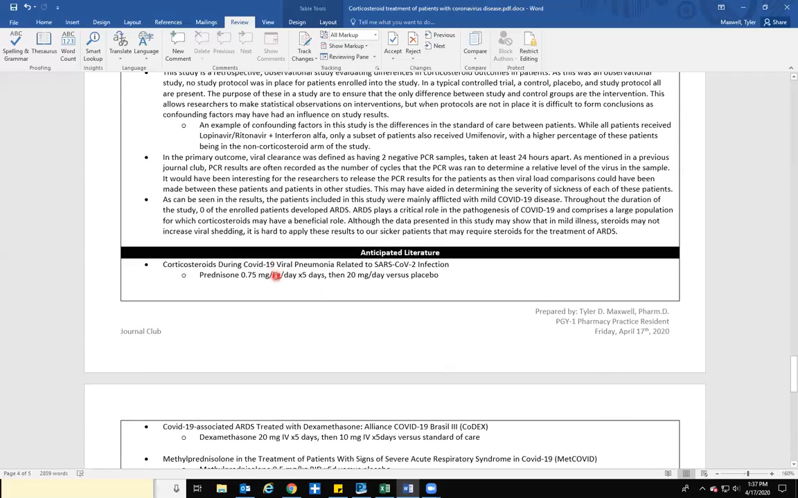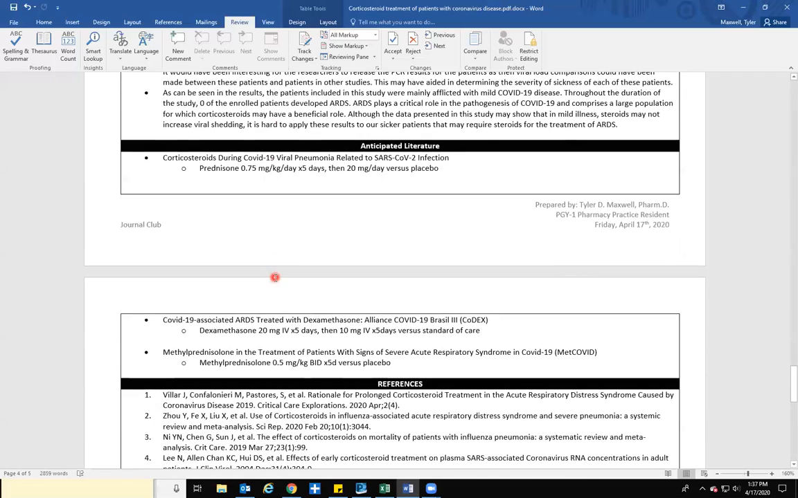Anticipated literature, and so this is something, because this study was not great, it did not give us a lot of information about our patient population here at Stony Brook. I wanted to bring up some anticipated literature and look at some of the articles that are going to be coming out in the near future. And so there are 3 clinical trials on clinicaltrials.gov that are ongoing at this point. One study is looking at the use of prednisone in patients. One study is looking at dexamethasone in ARDS specifically. And then one study is looking at methylprednisolone, again, in severe acute respiratory distress syndrome.